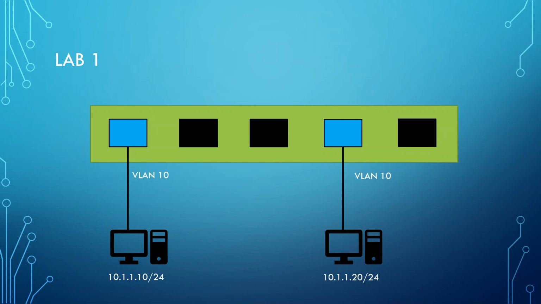The lab that we're going to work with is going to be a single switch. First, I'm going to define VLAN 10 as the blue VLAN, and we're going to have two devices in VLAN 10 to ensure reachability. And then I'm going to take that second device, 10.1.1.20, and assign that to VLAN 20.